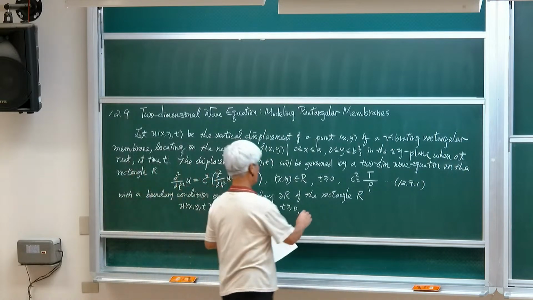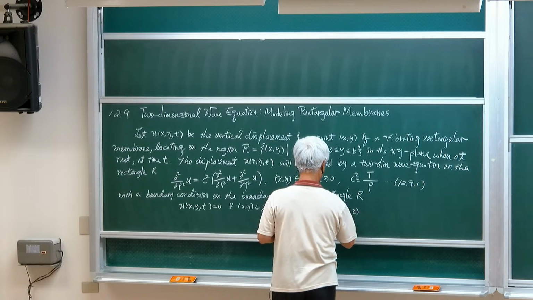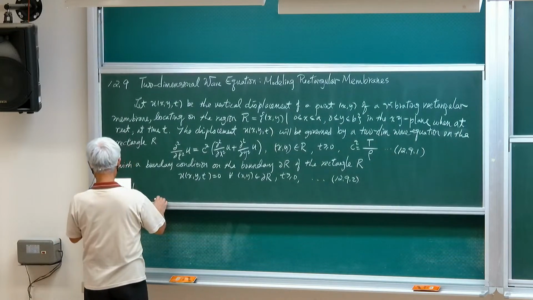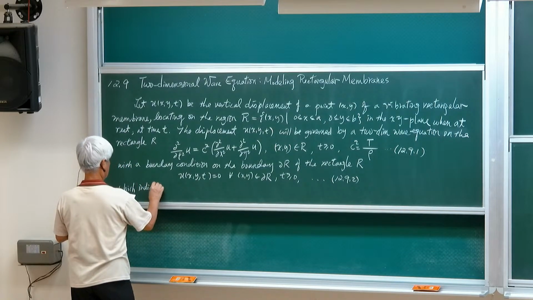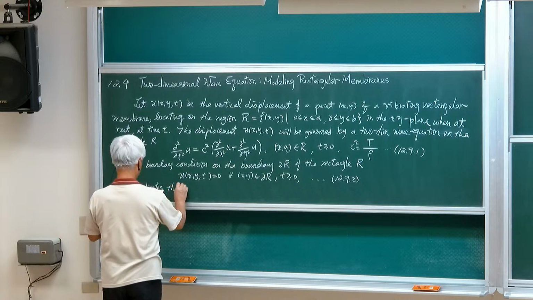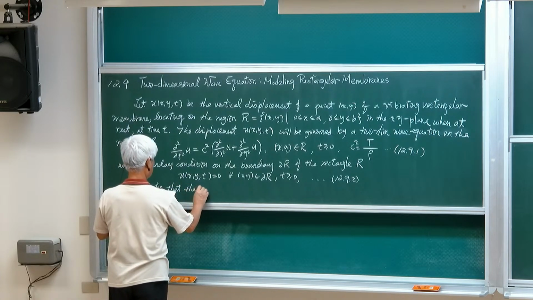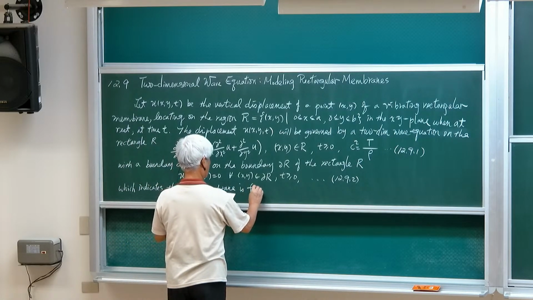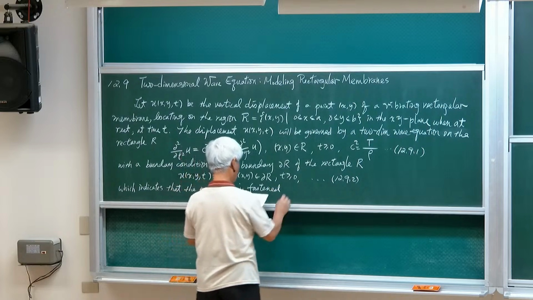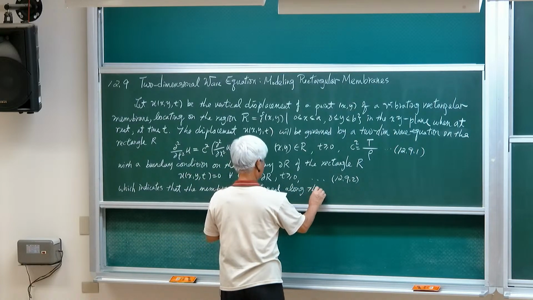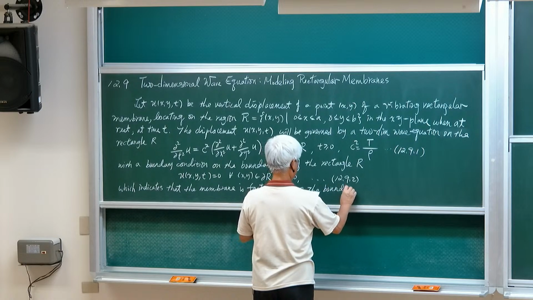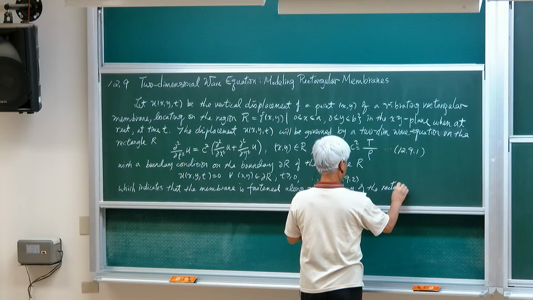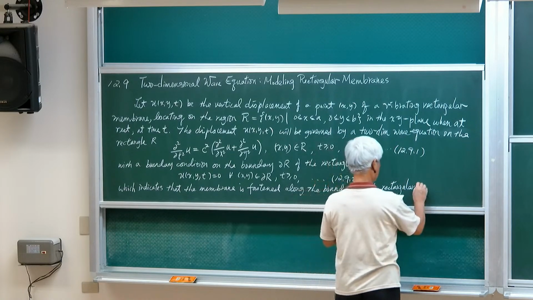Okay, so this boundary condition indicates that the membrane is fastened along the boundary of the rectangular membrane.